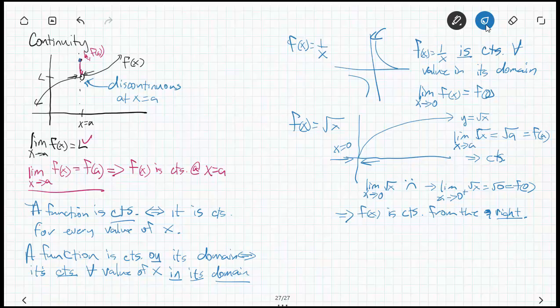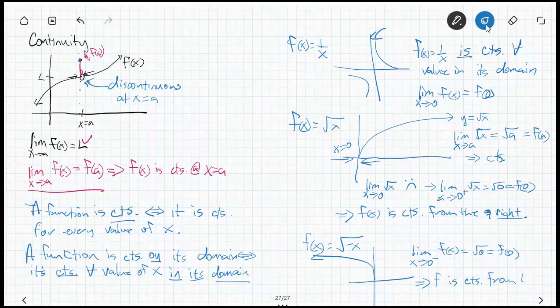Similarly, if we had some crazy function, let's see, I'm going to keep it simple, negative root x, which we know hopefully looks like this. Well, hopefully you can tell that we would have to take the limit as x approached 0 from the negative side of f of x, which is the square root of negative x, right? And this is going to equal square root of 0, which is equal to f of 0, which implies f is continuous from the left. So what this enables us to do is play around at endpoints.